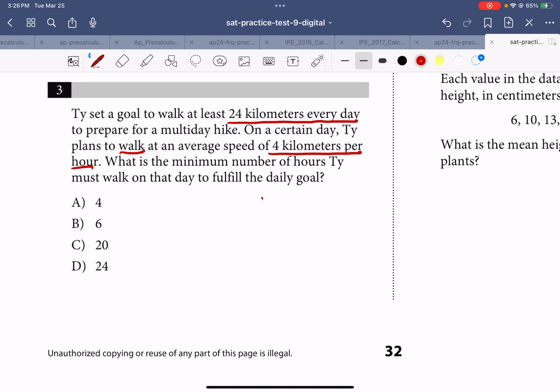Okay, so we know that distance is rate times time, right? That's the only formula you need. Okay, so R is the speed, which is 4. 4 times t, that's what we look for, the minimum number of hours, to be the distance. That one should be at least, so greater than or equal to 24, right? And then you divide by 4 on both sides. t is greater than or equal to 6 then. So at least 6 hours he needs to walk in order to fulfill the daily goal. Okay, 3 is B.